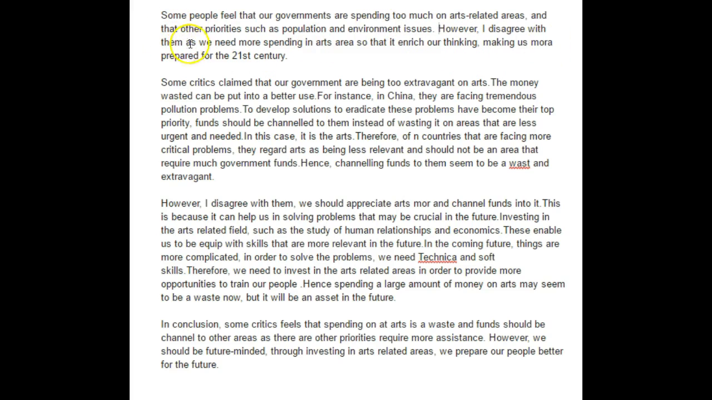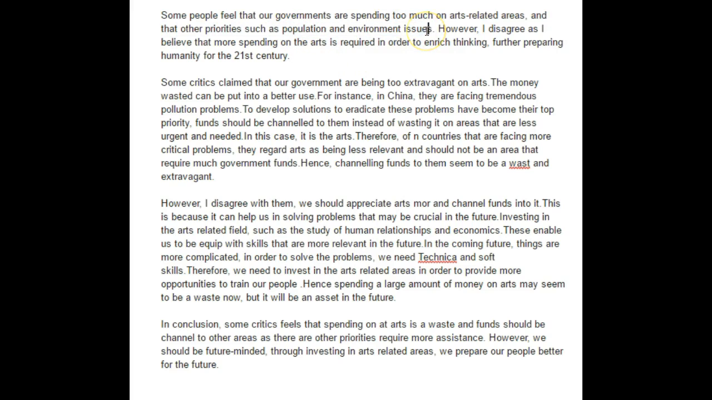However, I disagree. We don't need to refer specifically to the people, we can keep it objective and distant. However, I disagree, as I believe that more spending on the arts is required in order to enrich, let's just say enrich thinking. I try to leave personal pronouns out wherever possible. Depersonalizing academic writing is quite important. Enrich thinking, further preparing humanity for the 21st century.